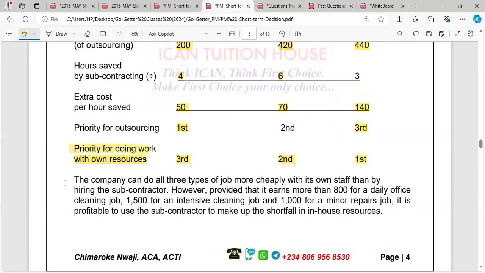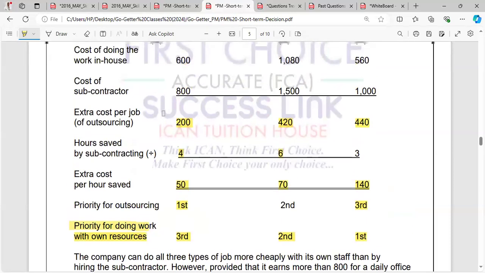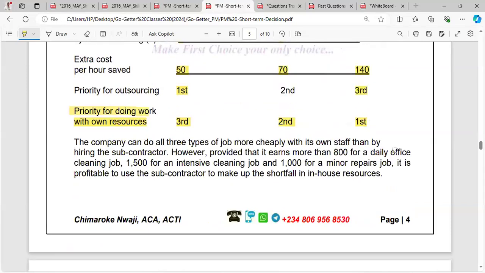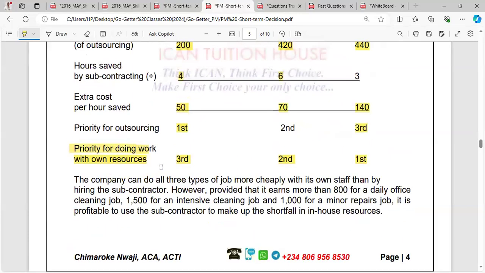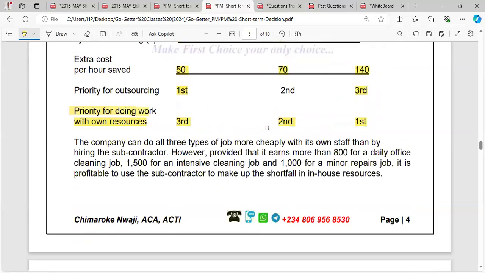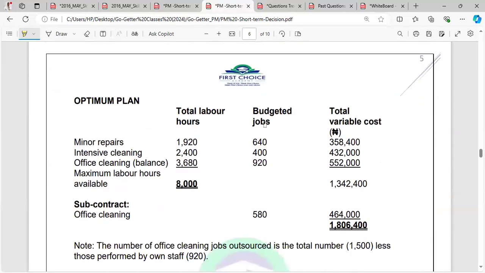So you see here that the company can do all three of these jobs more cheaply with its own staff. But because it is pressed for time, it will want to give out the one where the subcontractor is saying, give me 800 naira for this daily cleaning job. And it will want to give it out first before it gives out the second one or the third one. So now let's look at the optimal plan.